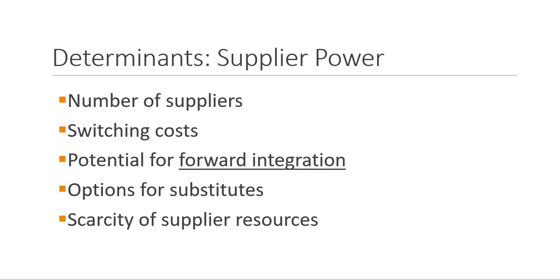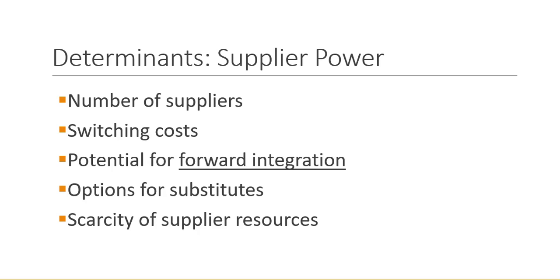If, on the other hand, a supplier has the opportunity to move forward in the value chain and take over our role, then that supplier would become our competitor. And that's a threat that we need to consider. So the greater possibility of forward integration, the greater the possibility of our supplier moving forward in the value chain and beginning to do what we do, the higher the threat to us as a company.